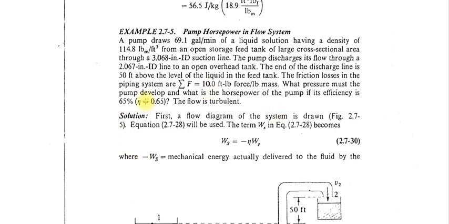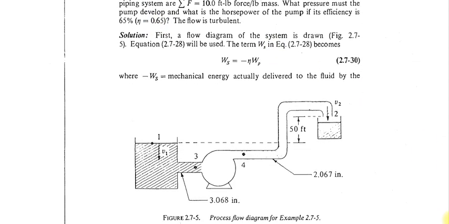The efficiency of the pump is given, so whatever power is calculated, you have to divide that by 0.65, and you will get the actual power. So Wp is the actual power of the pump, that is Ws, the mechanical energy requirement, divided by 0.65, the efficiency of the pump. That will be the actual power of the pump.